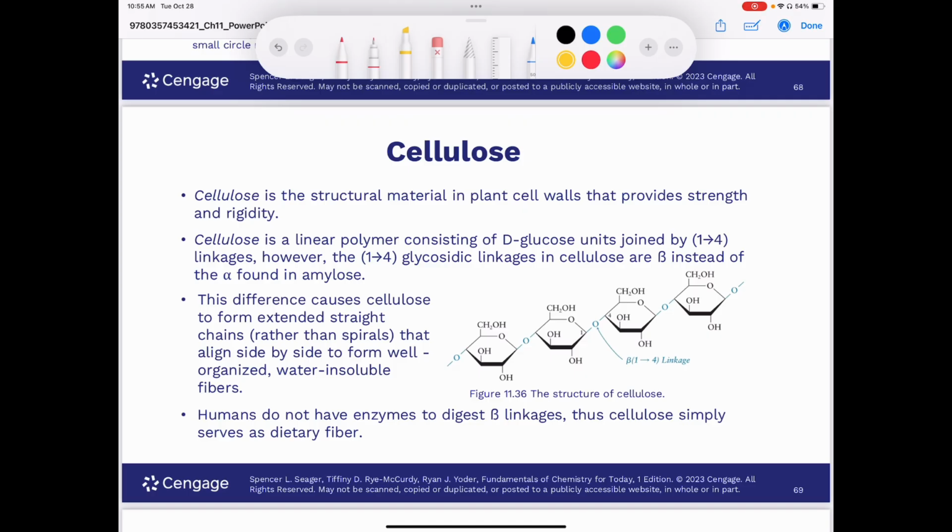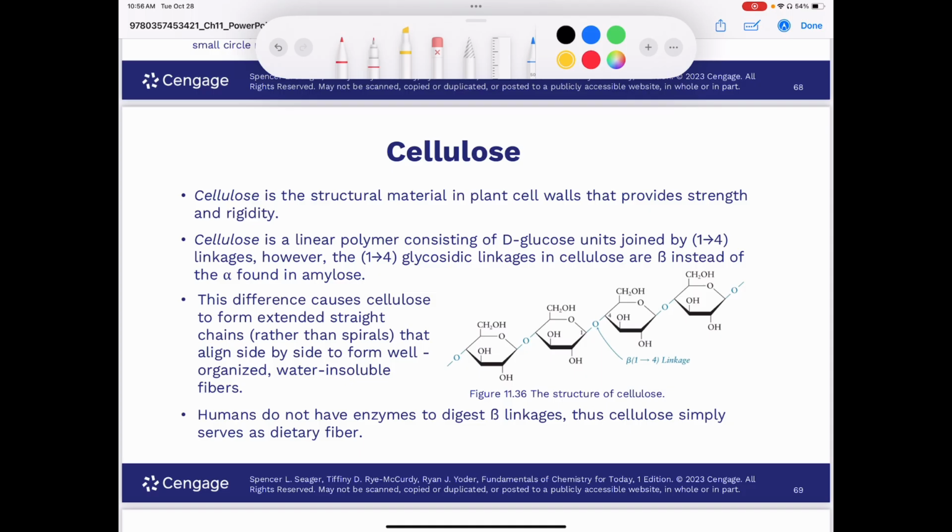The main structural difference between amylose and cellulose is that all the 1,4 glycosidic linkages in cellulose are beta instead of alpha. This small difference causes the shapes of the molecules to be very different. The alpha 1,4 linked amylose tends to form loose spiral structures, whereas the beta 1,4 linked cellulose tends to form extended straight chains. And these chains become aligned side by side to form well-organized water-insoluble fibers in which the hydroxy groups form numerous hydrogen bonds with the neighboring chains. These parallel chains of cellulose confer rigidity and strength to the molecules.